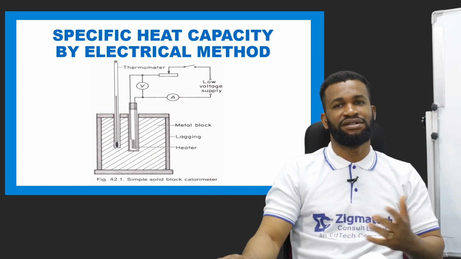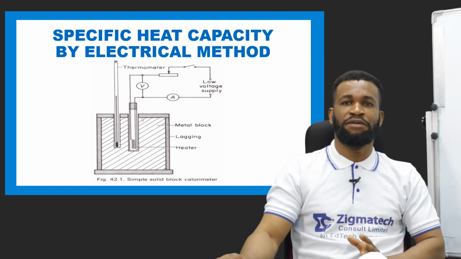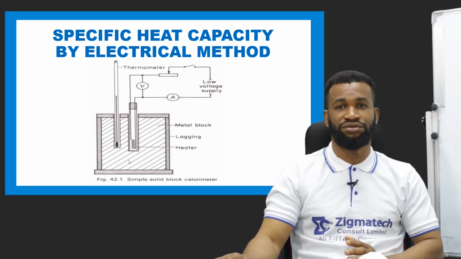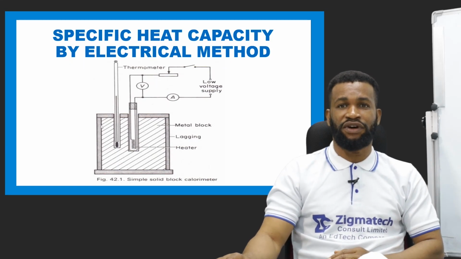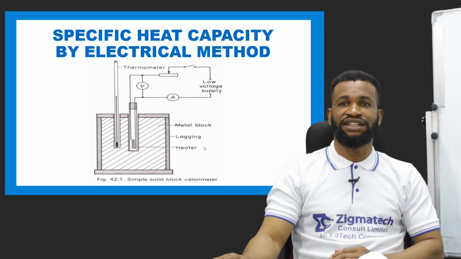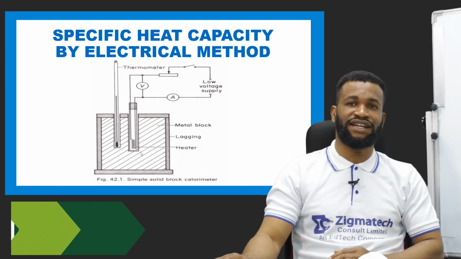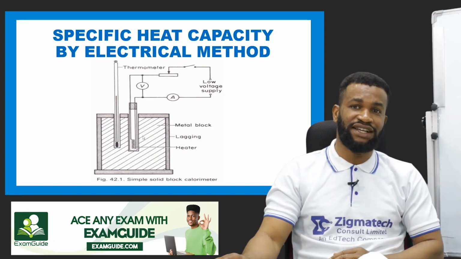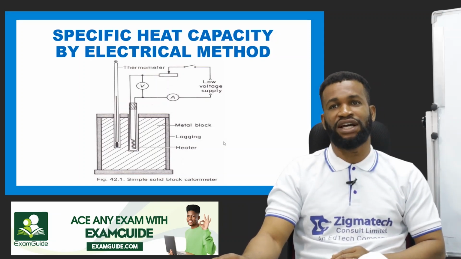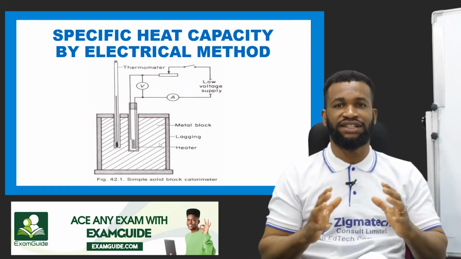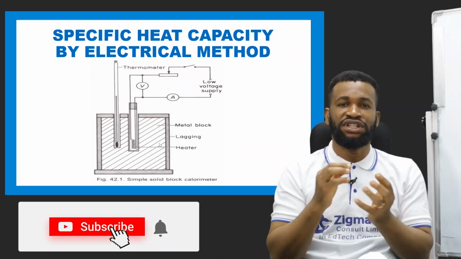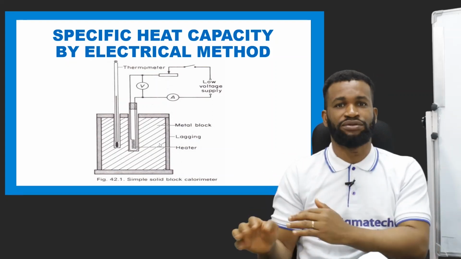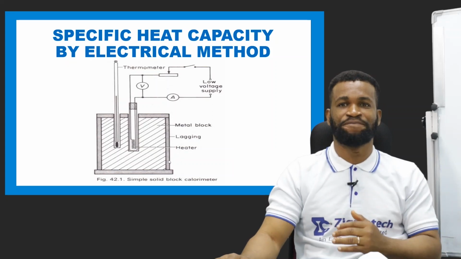What is lagging? Lagging is simply a material which is used to prevent heat loss or heat gain to the surrounding. The surrounding of this diagram, so that the heat from here will not be able to enter inside here to affect the temperature of this substance. Neither should the heat inside this place go outside. So what we mean is that inside that container, the heat there should be constant. No heat should come in, no heat should go out. That is the essence of this lagging.